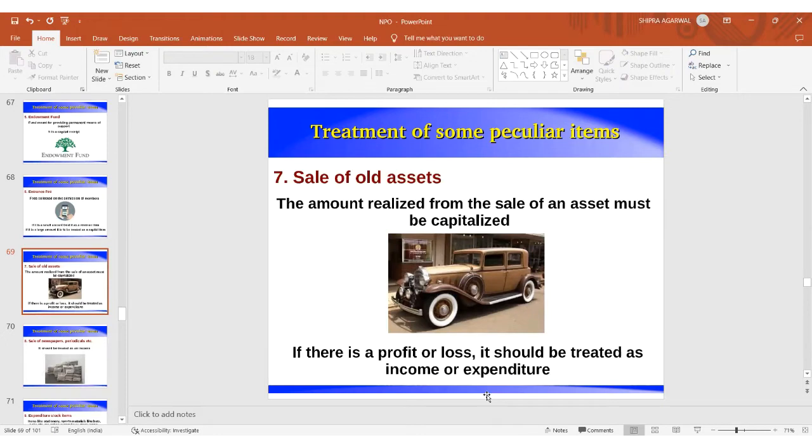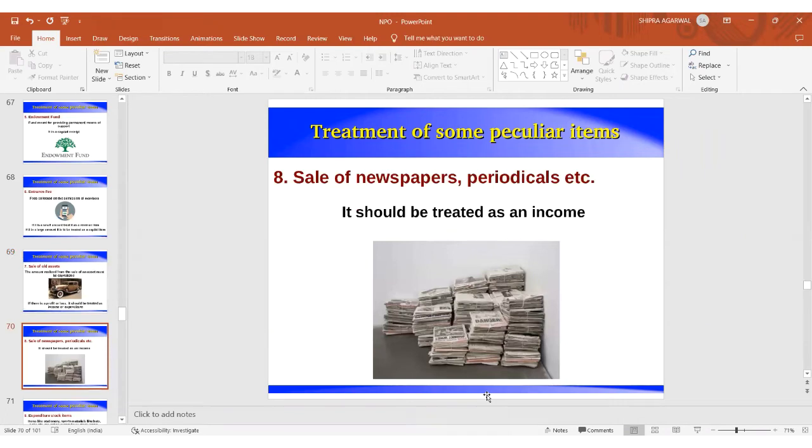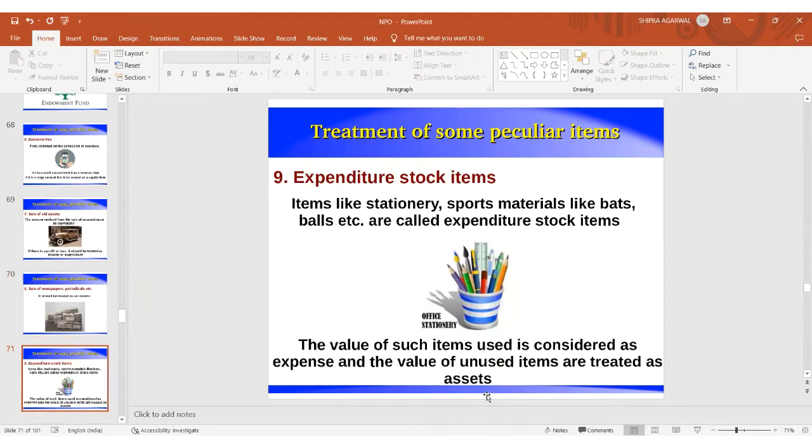Next is your sale of old assets. Sale of old assets certainly has to be capitalized, because assets are considered as capital nature transactions only. But whatever is the amount of profit or loss on that sale, that should be treated as income or expenditure, and it will be shown in the income and expenditure account. Only the profit or loss, not the sale. And whatever is your sale of newspapers, periodicals, magazines, etc., they are certainly to be treated as income and shown in the income and expenditure account.